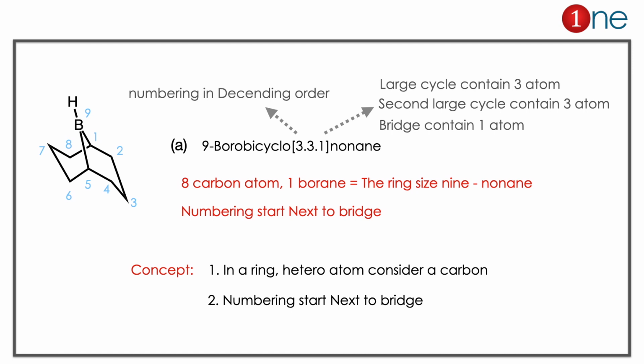Here numbering you have to start from next to the bridge. So 1, 2, 3, 4, 5. Both sides are symmetrical, you can start from either way. So boron is in the 9th position and it is a nonane. Either side you have 3, 3, so 3 carbons on either side, and 1 is the bridge. So the name is 9-boro-bicyclo-331 nonane. Here the concepts you have to learn is in a ring, a heteroatom will be considered as a carbon. Second, the numbering starts next from the bridgeheads.